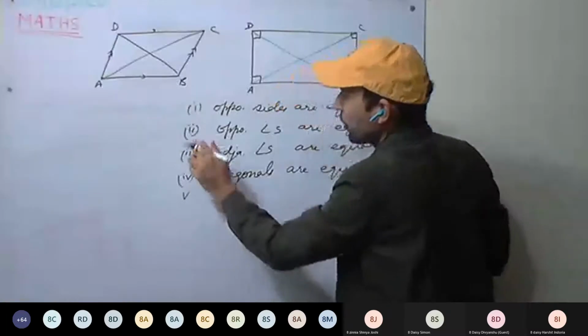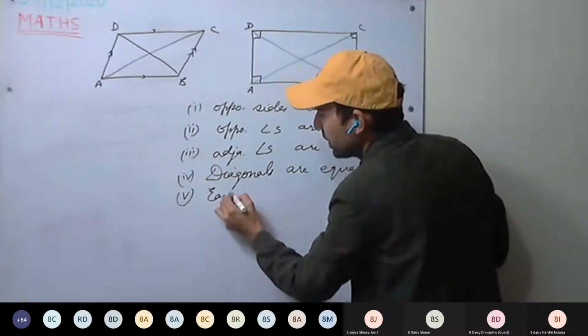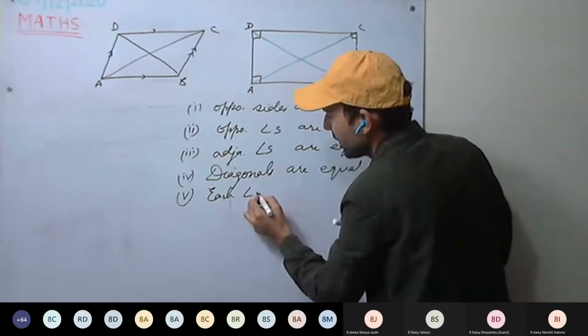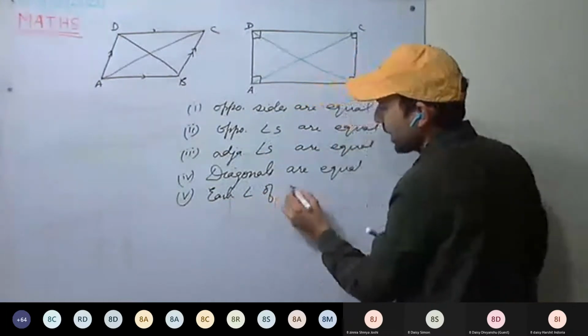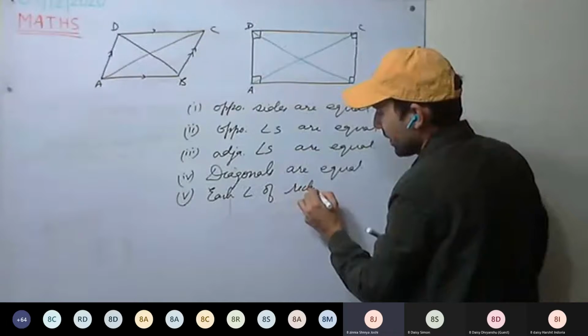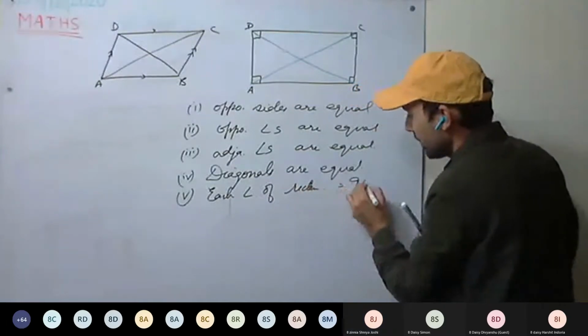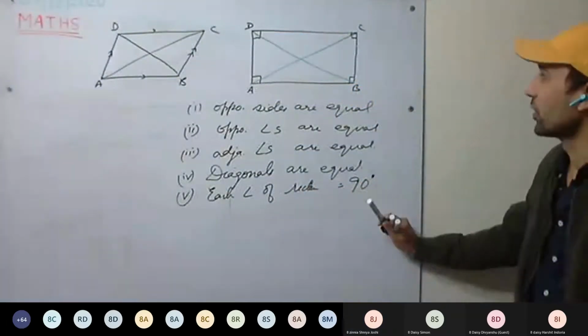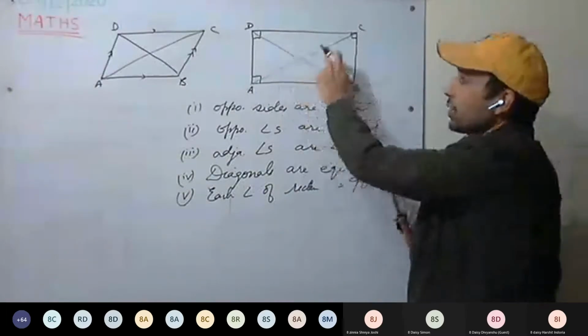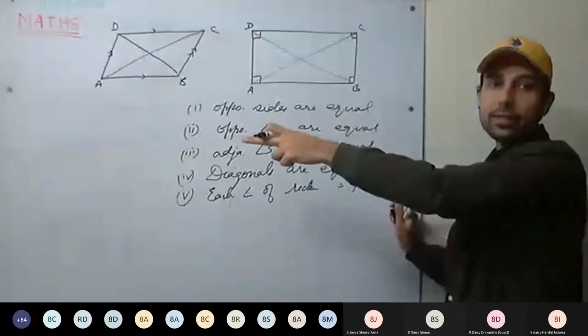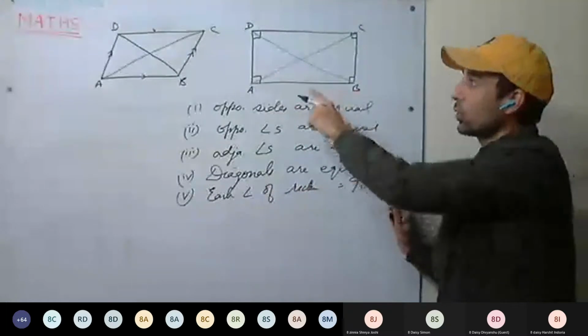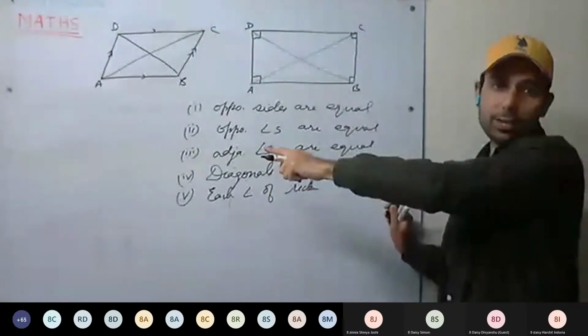One we have forgotten. Each angle of a rectangle is 90 degrees. This is one we forgot. And diagonals bisect each other, the same property as a parallelogram. So a rectangle will follow all the properties of a parallelogram.